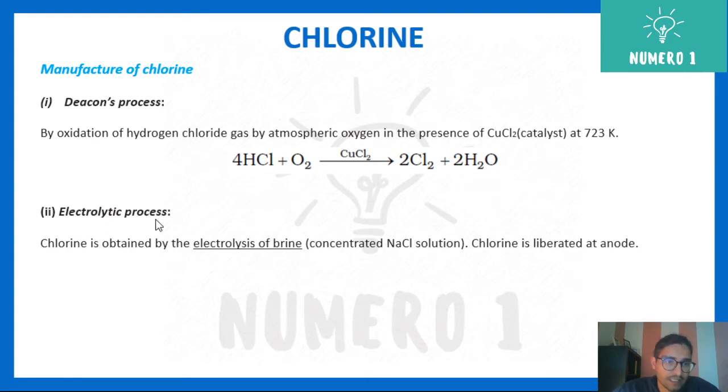Another method is the electrolytic process. Chlorine can be obtained by electrolysis of brine. Brine is a solution of water with salt, that is, concentrated NaCl solution. Chlorine is liberated at the anode, so you can collect your chlorine at the anode part.